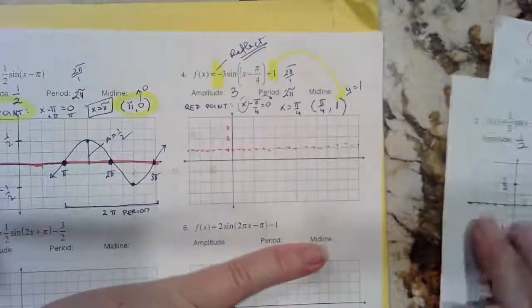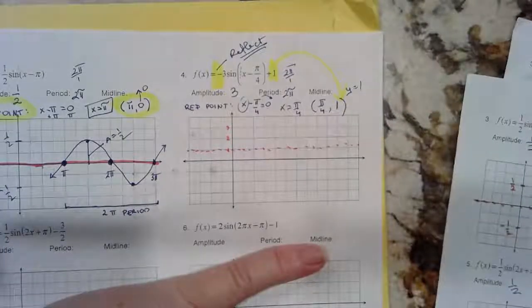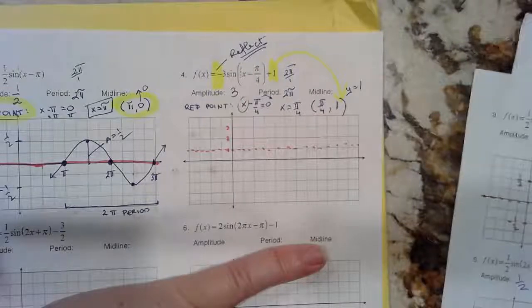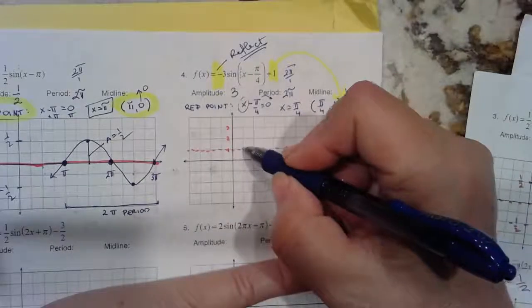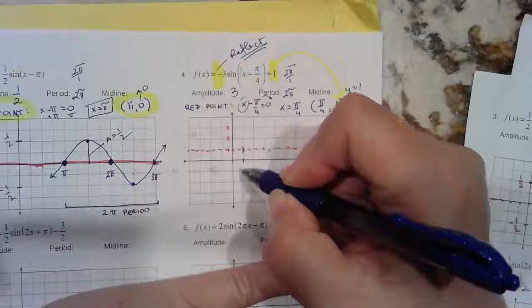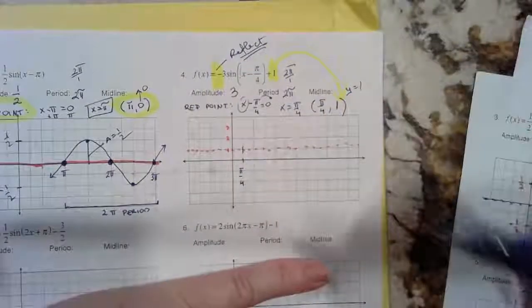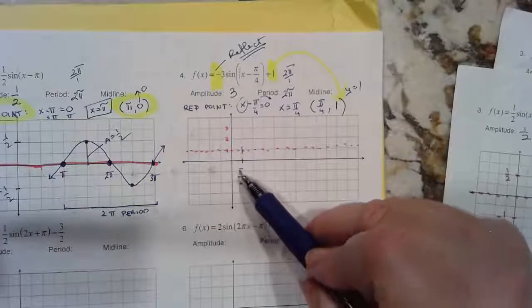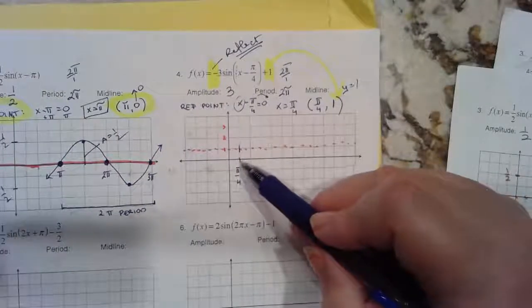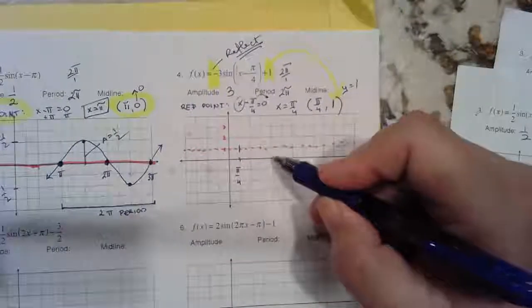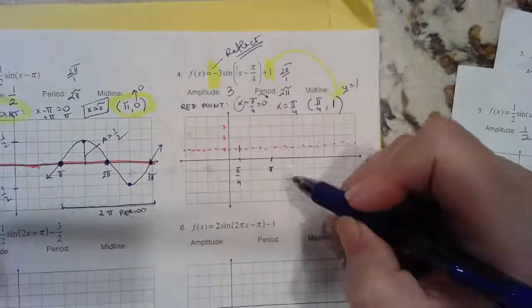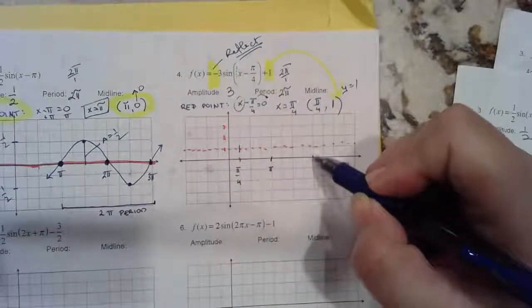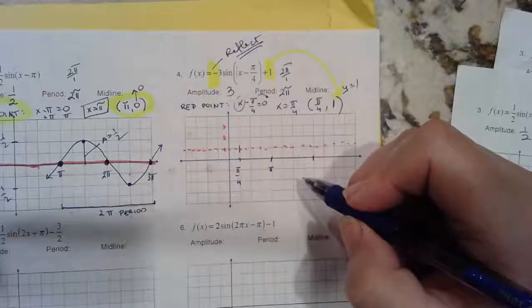My reference point is pi over 4. So I am going to start at pi over 4. So this is pi over 4. Okay. So think about it. Pi over 4. So I'm just going to go. So this is 1, 2, 3, 4. So this is your pi. 1, 2, 3, 4. This is your 2 pi.